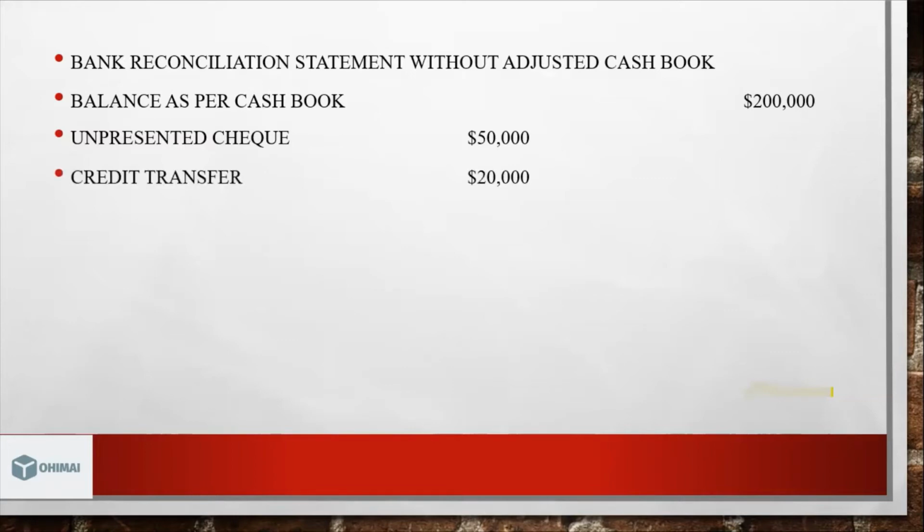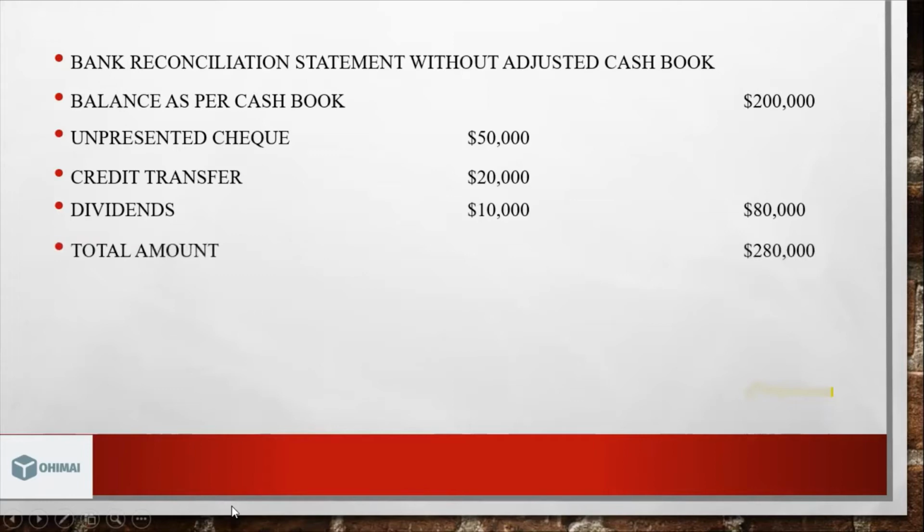Credit transfer. These are monies received directly into your account. It could be that you are receiving it from your second bank or from somebody. You added $20,000. Dividends. These are all the dividends received directly into the bank account. All added together, you now have $18,000 added to $200,000. Then you have a total amount of $218,000.